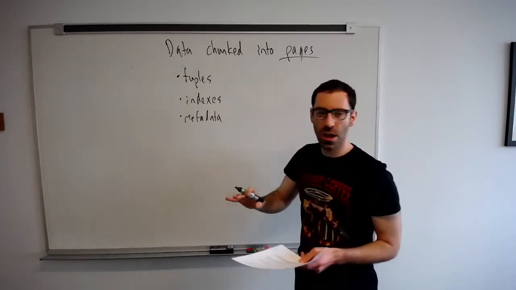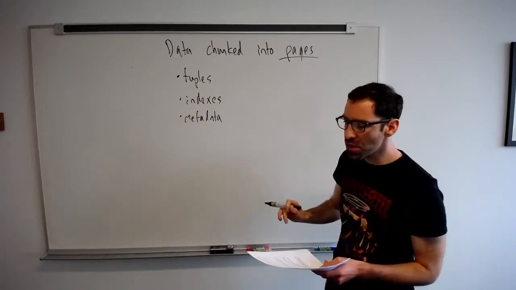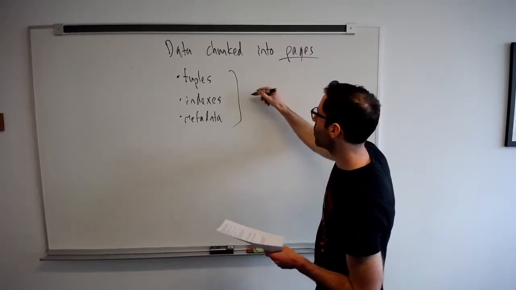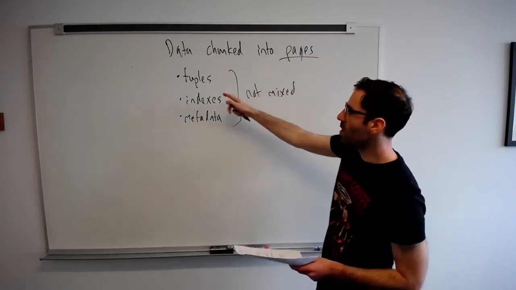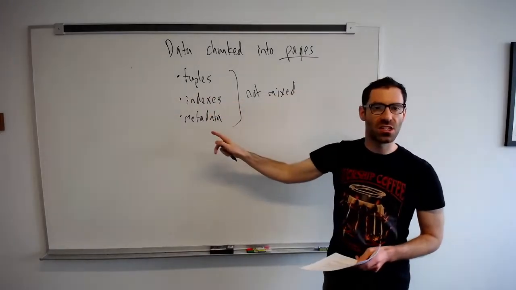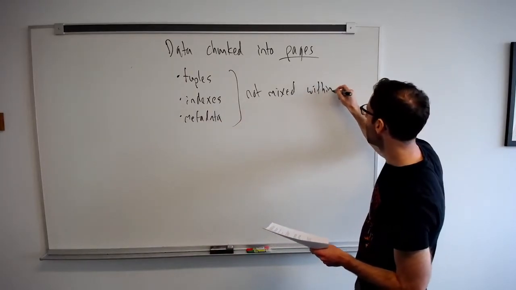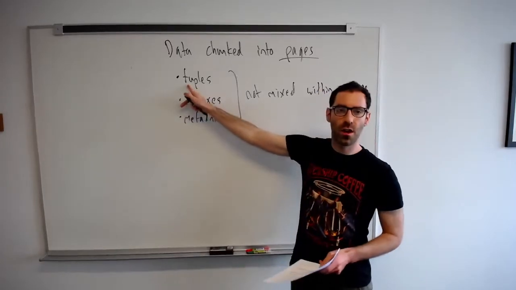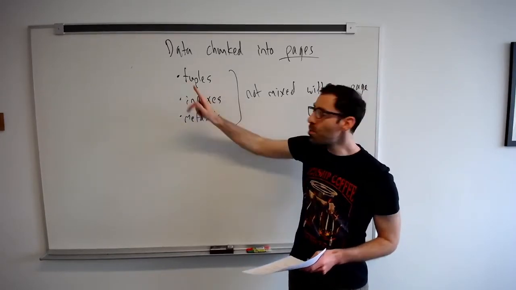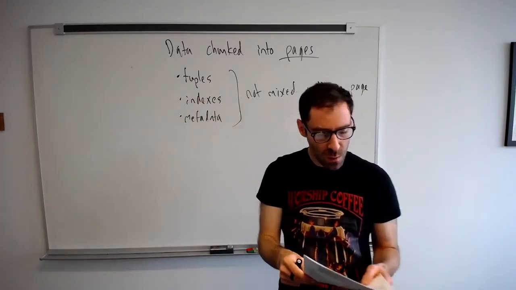But all the stuff that the database needs to keep track of will be in pages, and we will rarely, if ever, mix these things together within a single page. So a page will be a page of tuples, or a page for an index, or a page with metadata, and we won't mix them together.